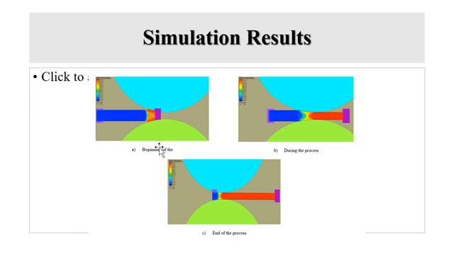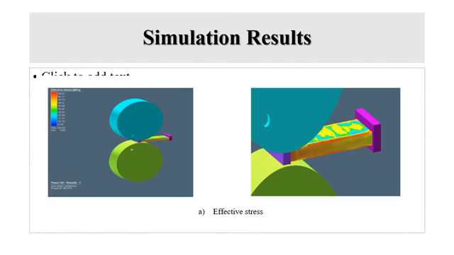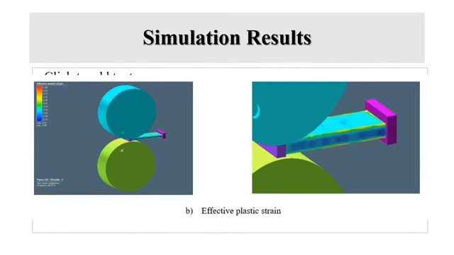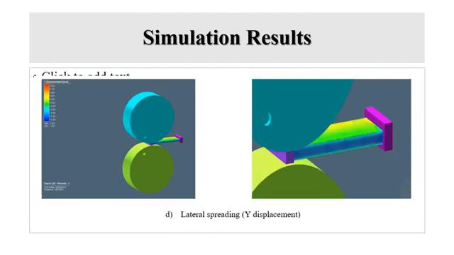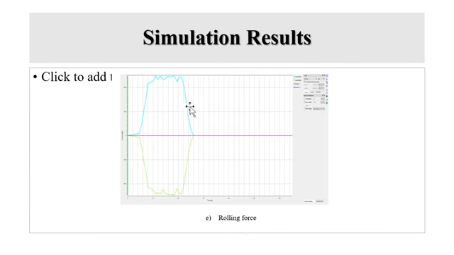As for the simulation results, here are screenshots of the different stages of the process. This is the beginning, this is during, and this is the end of the process. We have some screenshots of one of the trials. This is the effective stress, and you can see the profiles of the effective stress in the different regions, red being very high and blue being very low. We also have the effective plastic strain, the strain rate, the lateral spreading, and then the rolling force. This is for the upper roller, and this is for the lower roller.